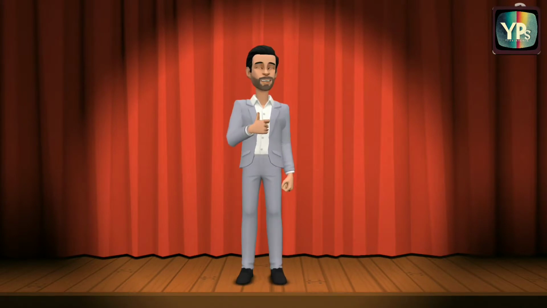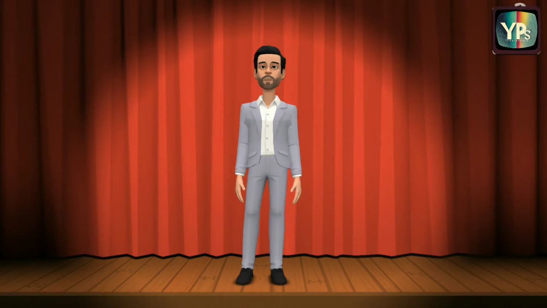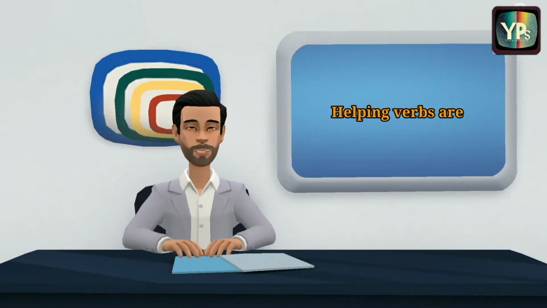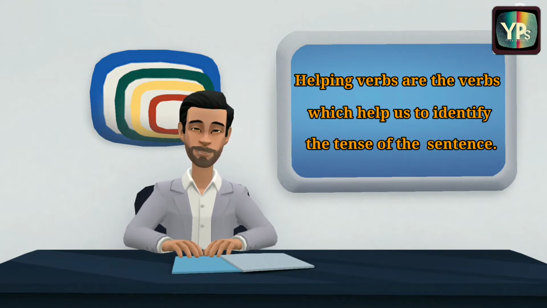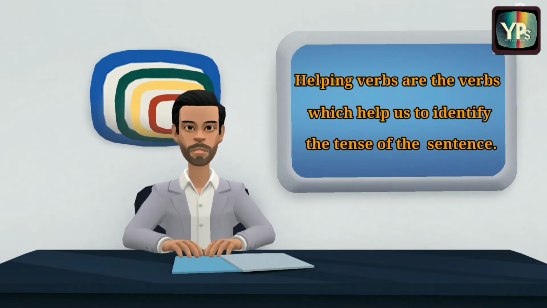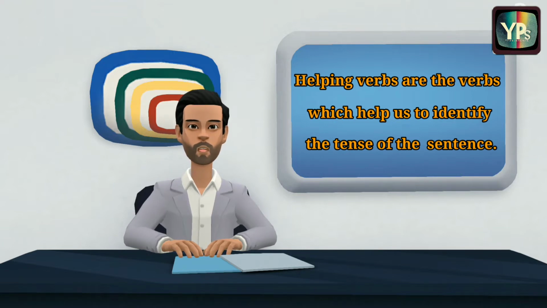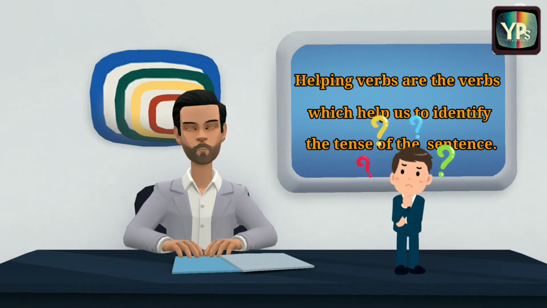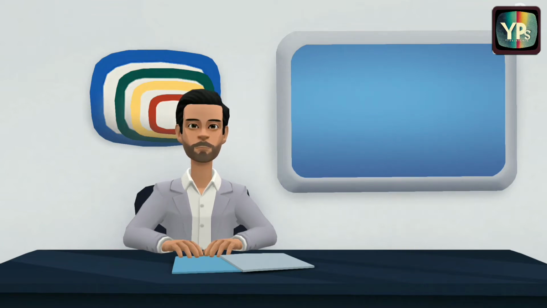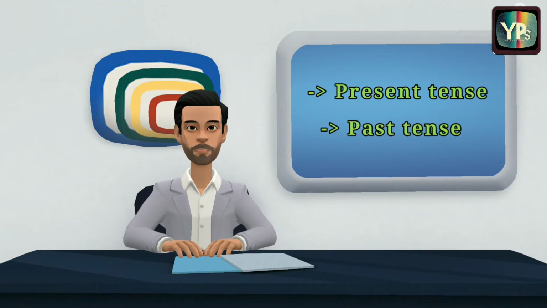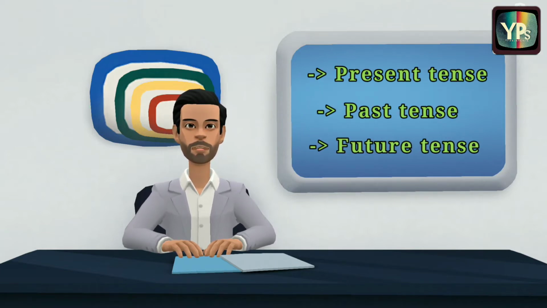Today, we are going to learn about helping verbs. Let me tell you the definition of helping verbs. Helping verbs are the verbs which help us to identify the tense of the sentence. Without helping verbs, we cannot find out whether a sentence belongs to past, future, or present tense. As you know already, we have three tenses. First is present tense. Second is past tense. Third is future tense.